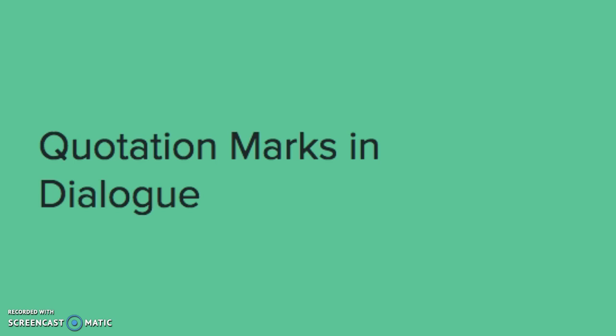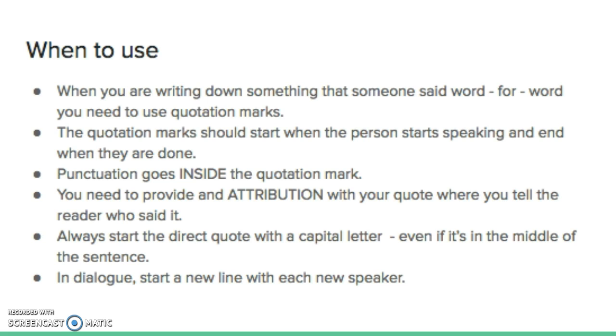So the most obvious time that you have to use quotation marks is in dialogue. So that's the first rule that we're going to talk about here today: how to use quotation marks in dialogue. If you're writing down something that someone has said word for word, you need to use quotation marks. The quotation marks should start when the person starts speaking and end when they are done speaking. Punctuation marks such as commas or periods will go inside the quotation mark. If you have a question about that, they always go inside the quotation mark when you're punctuating dialogue.